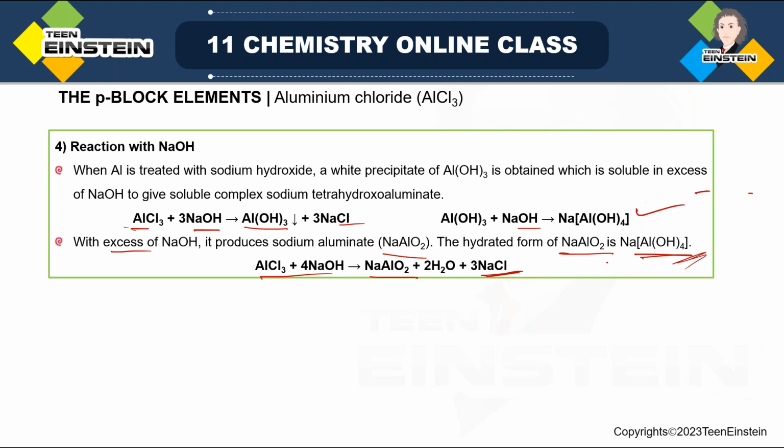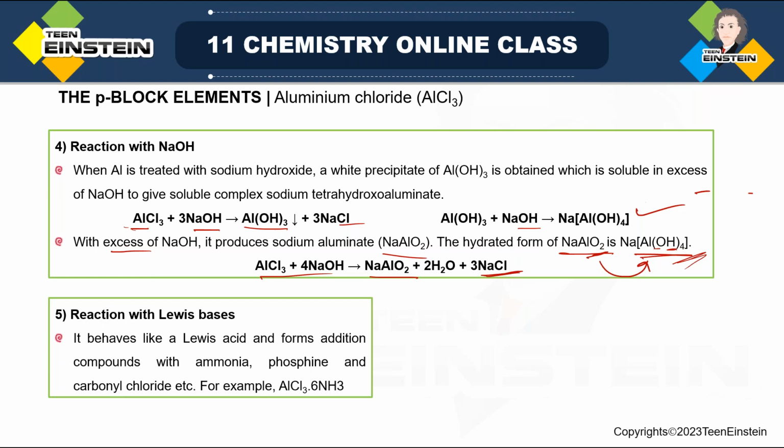Okay, so NaAlO2 is the anhydrous form of Na[Al(OH)4]. You just have to add water molecules, then only you will get this structure. So that is why we are saying that the hydrated form of NaAlO2 is Na[Al(OH)4]. We are adding here 2 water molecules, so 4 hydrogen extra and 2 oxygen atoms extra, right? So you can write it in a different way, but ultimately we are getting this type of salt.